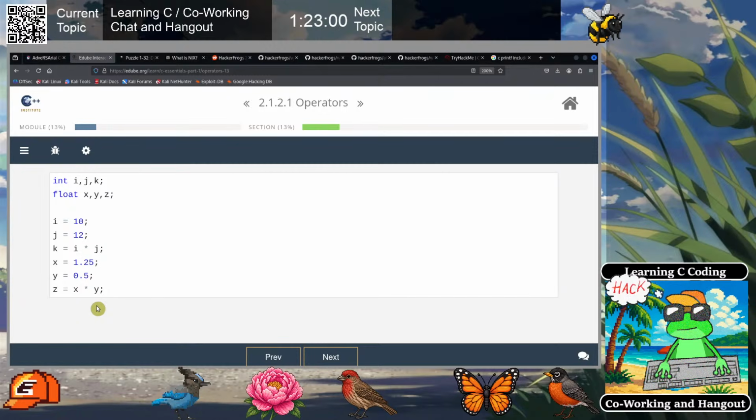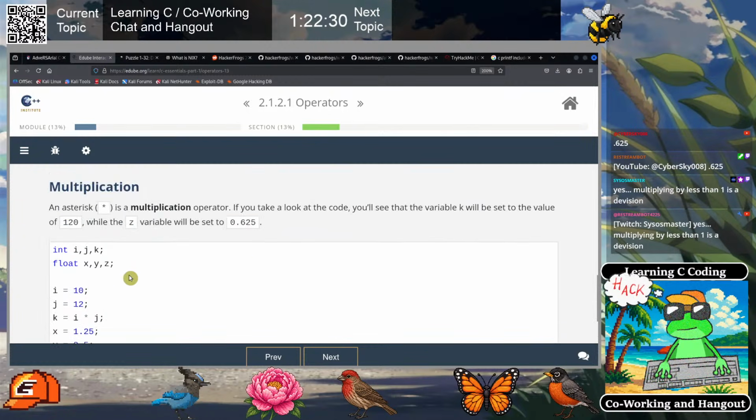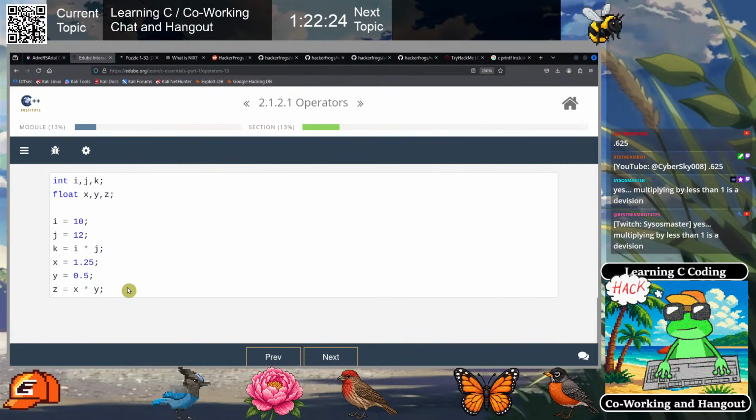My math is really bad. What happens when you multiply 1.25 by 0.5? So this is like division, right? If we multiply by a decimal number, or by a fraction, then we divide. So it would be 0.75? 0.625. Okay, multiplying by less than 1 is a division. I think they tell you up here. So yeah, this is 0.625. Anyways, we'll move on.